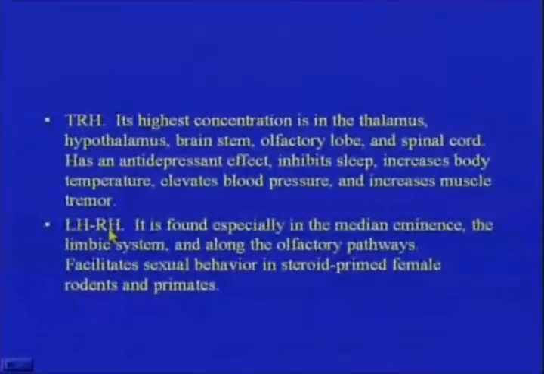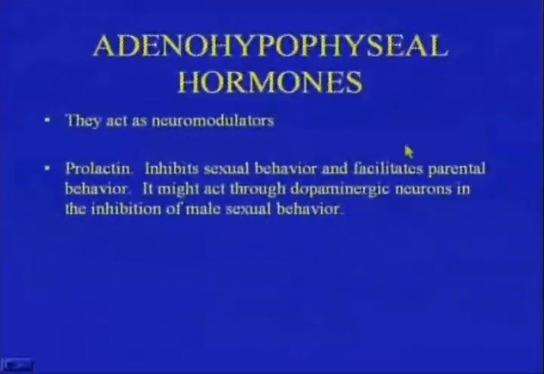LHRH, luteinizing hormone releasing hormone, another name basically for GnRH, gonadotropin releasing hormone, found especially in the median eminence, the limbic system, along the olfactory pathways, and acting centrally, it facilitates sexual behavior in steroid-primed female rodents and primates. So that basically is consistent with reproductive functions. Some of the adenohypophyseal hormones also act as neuromodulators, such as prolactin, inhibiting the sexual behavior and facilitating parental behavior. So that makes sense.